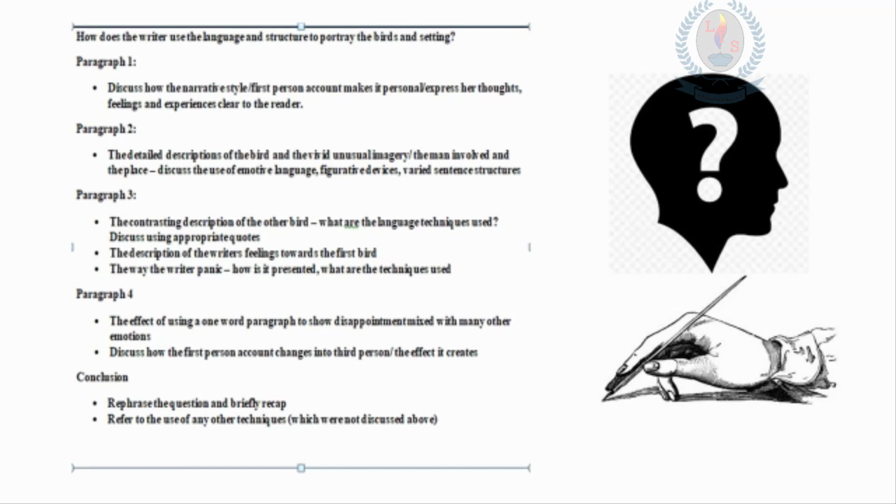Paragraph 4: The effects of using a one-word paragraph to show disappointment mixed with many other emotions. Discuss how the first-person account changes into third person and the effect it creates. Conclusion: Rephrase the question and briefly recap. Refer to the use of any other technique.